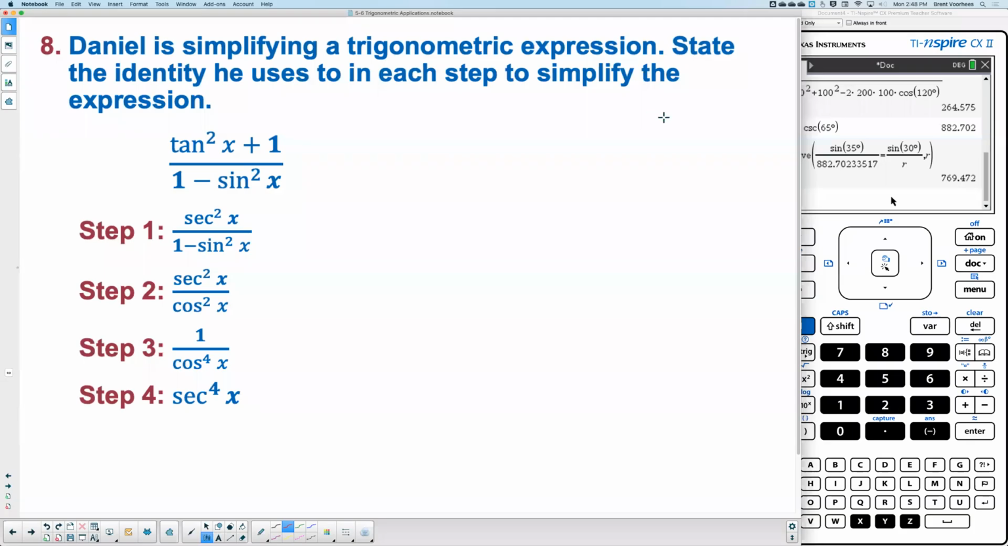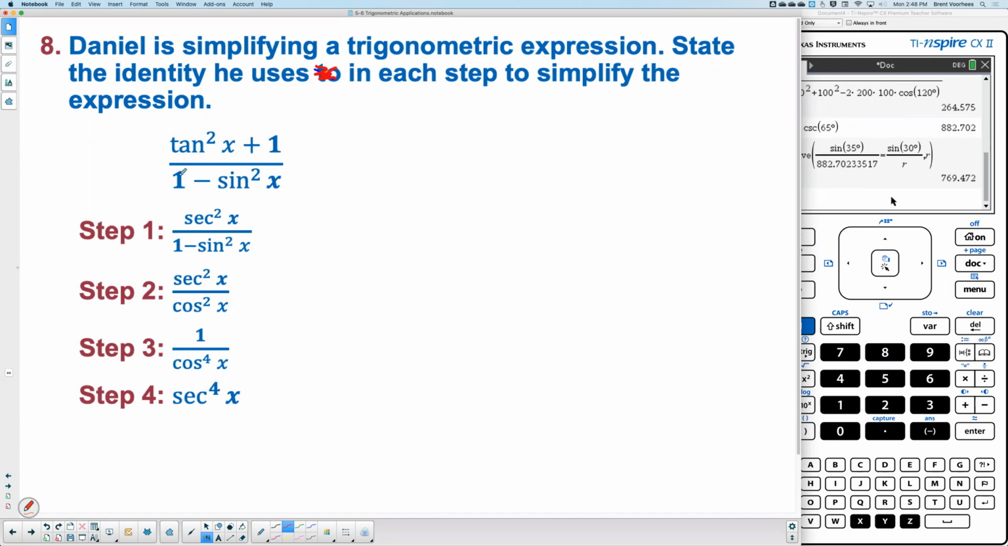Table number 8. It says Daniel is simplifying a trigonometric expression. Find the identity he uses in each step to simplify the expression. I got a little typo there. That should not be there. Find the identity he uses in each step to simplify the expression.